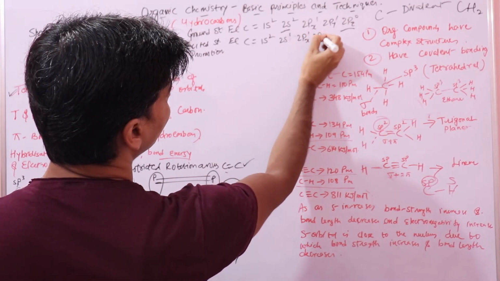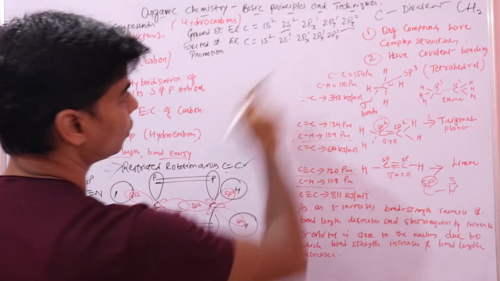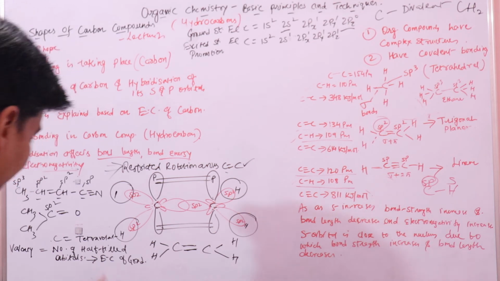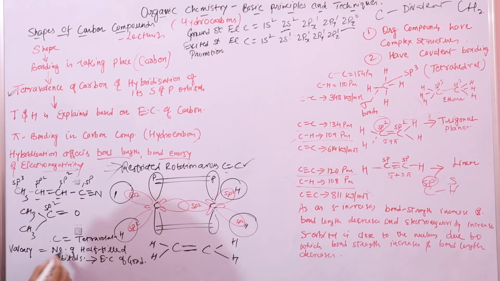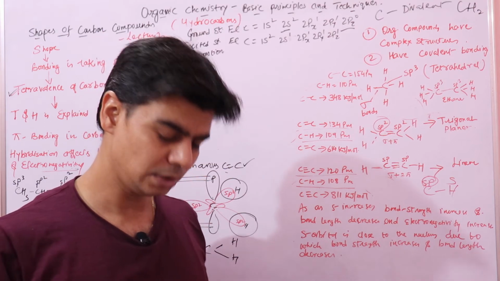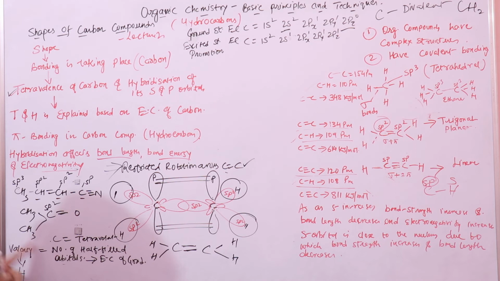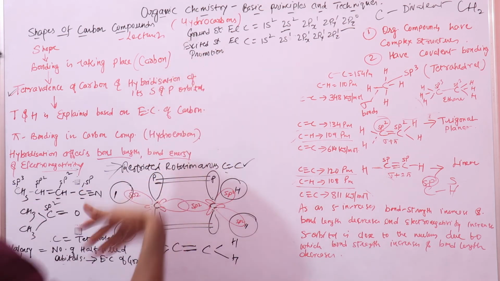2px1, 2py1, 2pz1, right? So now we have 1, 2, 3, 4 half-filled orbitals. Now we have number of half-filled orbitals, 4. So valency would be 4. As per ground state electronic configuration, it should be divalent, right? As per excited state electronic configuration, it should be tetravalent.